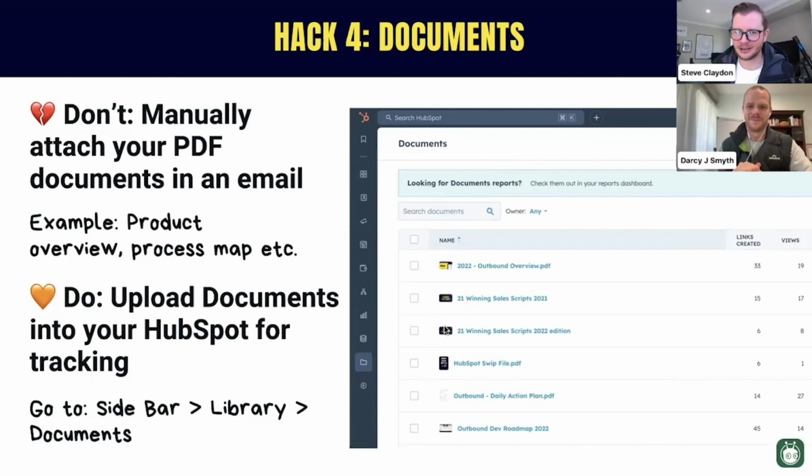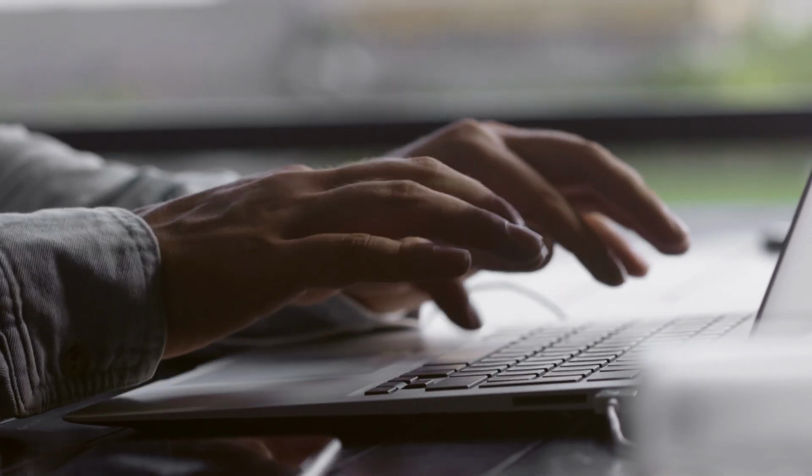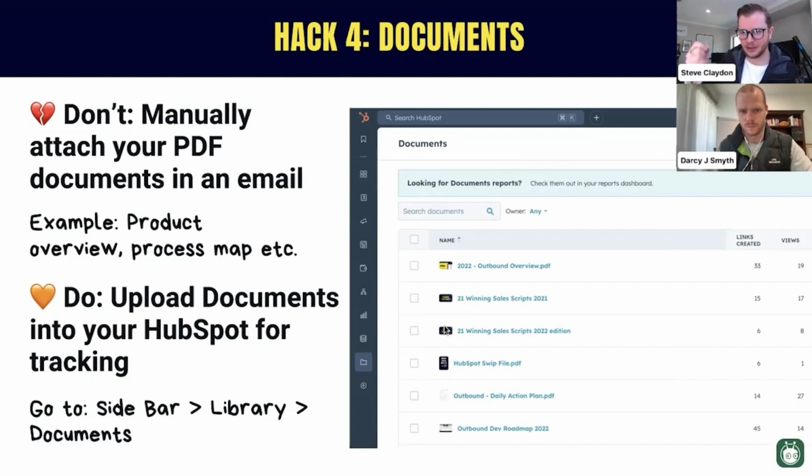So that could be a product overview or a company overview or a process map or whatever it may be. If it's a really important PDF, it could even be a proposal. But what you do want to do is upload documents into your HubSpot for tracking. Once you've uploaded the document, when you're writing an email out of HubSpot, or in your Gmail or Outlook with the HubSpot integration running for your inbox, you'll see next to templates there's a button that says insert document.